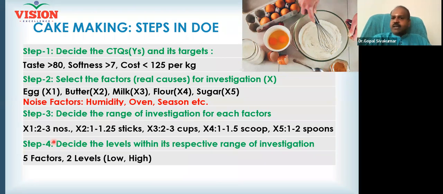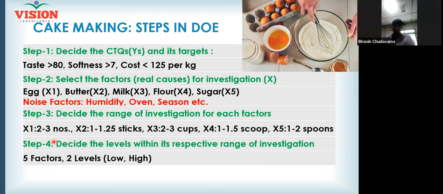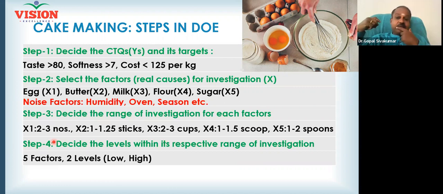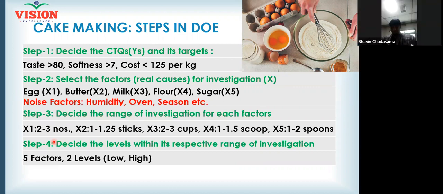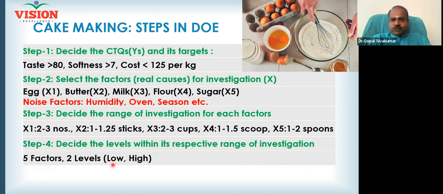When I say 2 and 3, how many levels? 2 levels. When I say 2, 2.5 and 3, how many levels? 3 levels. So levels are chosen by you. But here I am choosing only 2 levels, which means low, high. That's all. All of you, please understand one thing here.